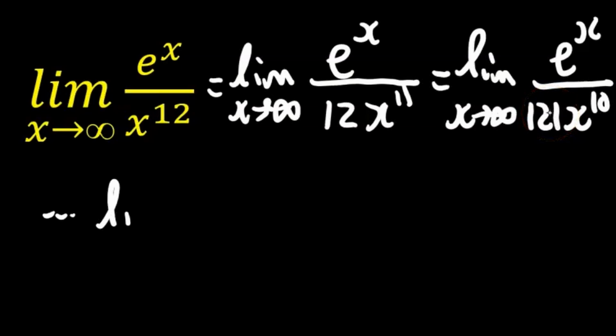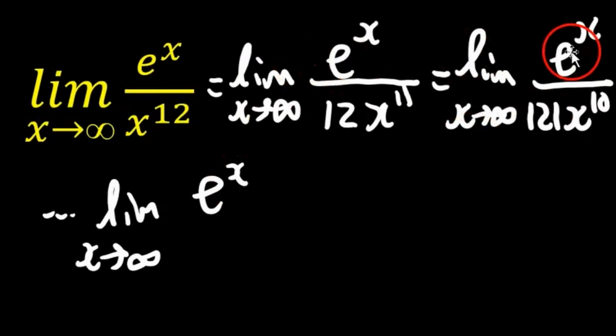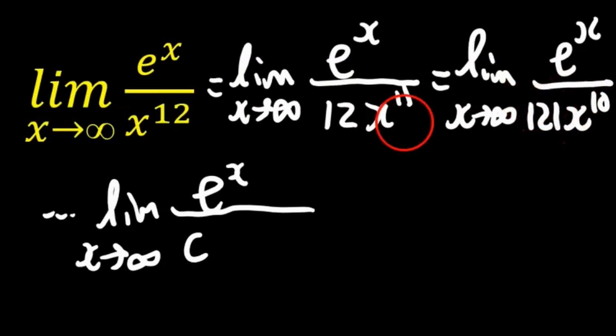It'll be like the limit as x goes to infinity. The numerator stays e to the x because it's always e to the x, no matter how many times we take the derivative. But this exponent's going to go down and down and down every time we take a derivative, and we're just going to multiply it by this. It'll be some huge number. I don't even know what it will be. Well, it'll be 12 factorial, I guess.